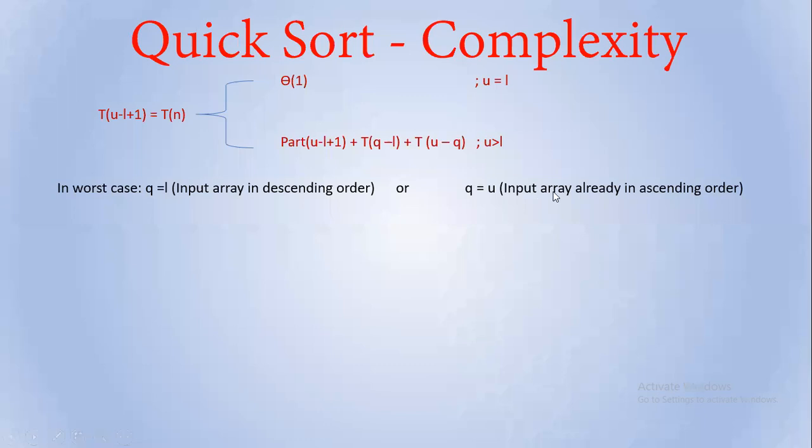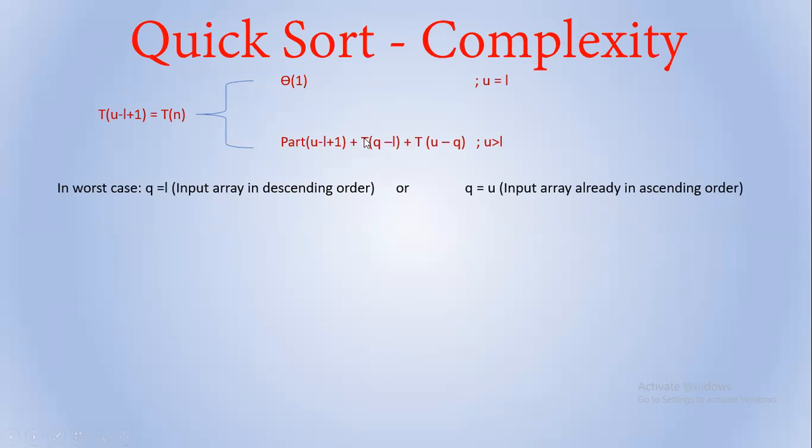Similarly, if the input array is in ascending order, Q will be U, the last index of the input array. In that case, if Q is equal to U, this will be 0 and this will be equal to U minus L. So if U minus L plus 1 is n, this will be n minus 1.